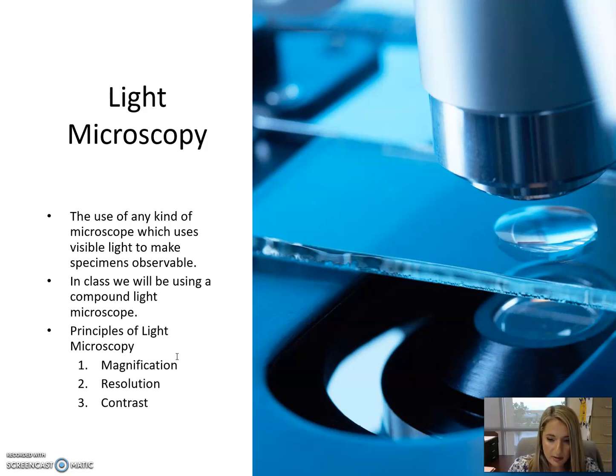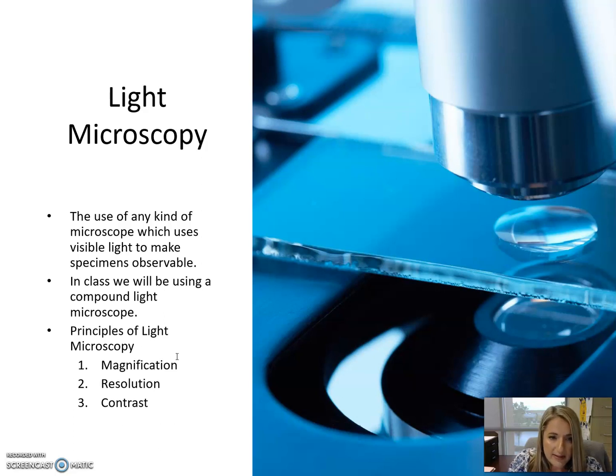The second is resolution, which is the ability to see the image clearly. It does us no good if we magnify something and it's blurry. We need to magnify it and also achieve clarity or resolution in order to get a clear image. And then contrast is the ability for the specimen to stick out against its background.